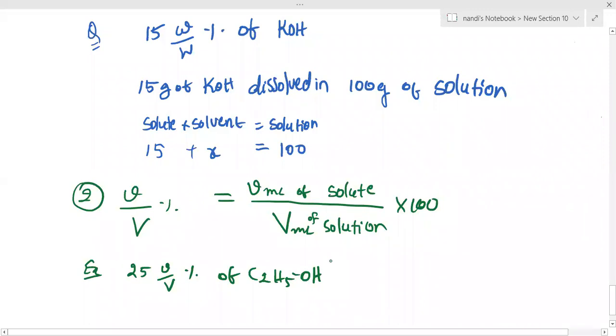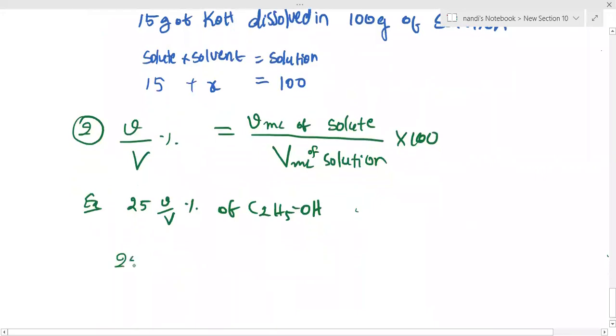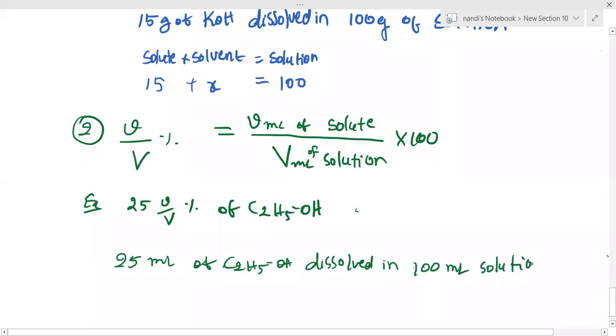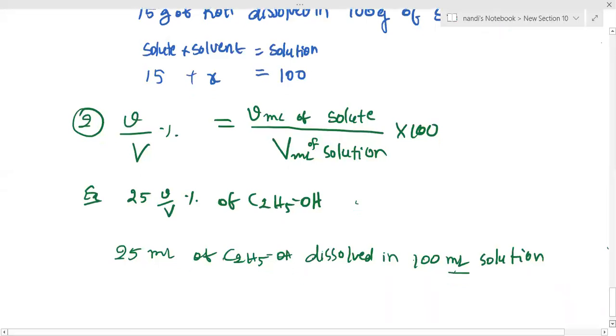If you have any doubt, we can check it right now, after our class. What is the meaning of this one? Can anyone please tell me? 25 ml of C2H5OH dissolved in 100 ml of solution. This is volume, not grams, sir. Keep in mind, V means volume. So the solvent, how much, sir? Here the solvent is 75 ml, is that correct?